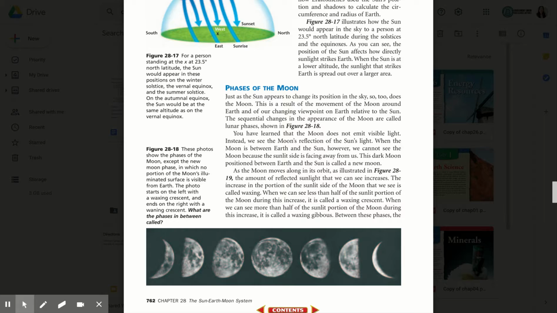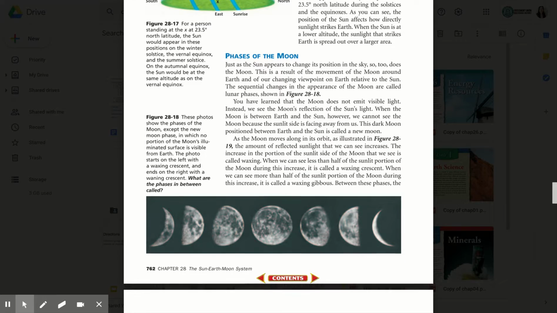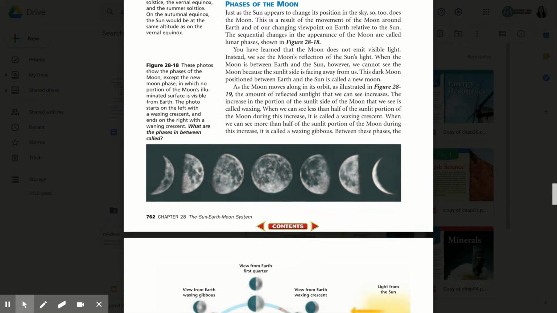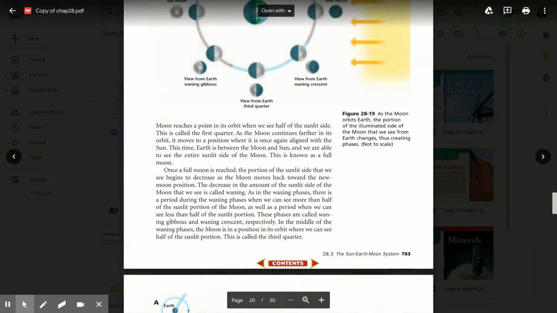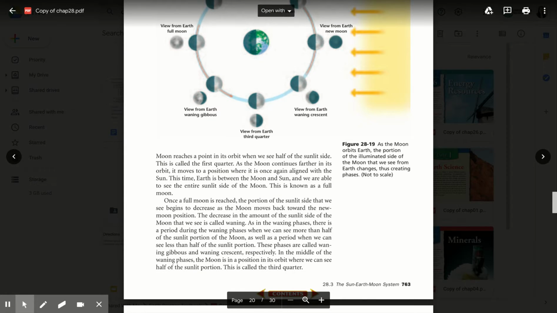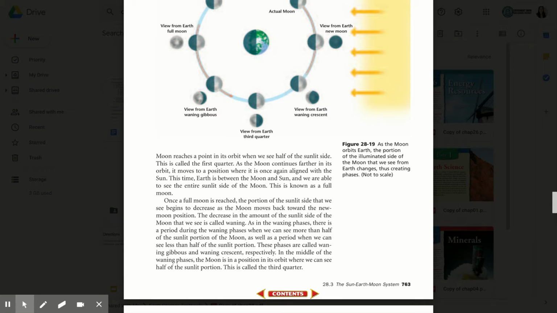When we can see less than half of the sunlit portion of the moon during this increase, it's called a waxing crescent. When we see more than half of the sunlit portion during the increase, it's called a waxing gibbous. Between these phases, the moon reaches a point in its orbit when we see half of the sunlit side. This is called the first quarter. As the moon continues farther in its orbit, it moves to a position where it is once again aligned with the sun. This time, Earth is between the moon and the sun, and we are able to see the entire sunlit side of the moon. This is known as a full moon.